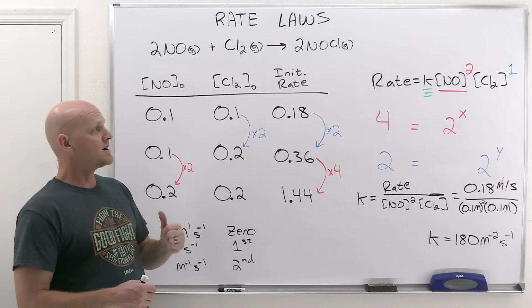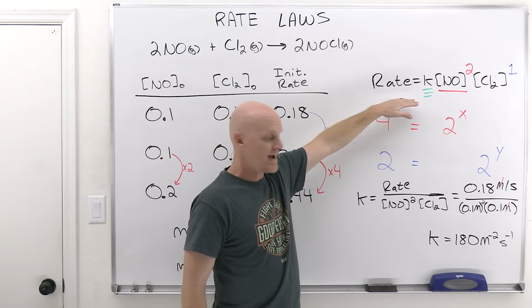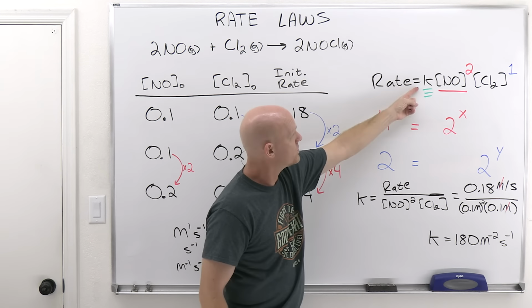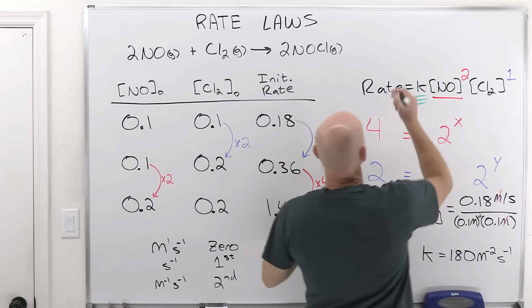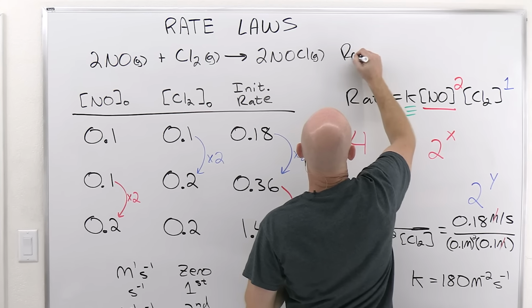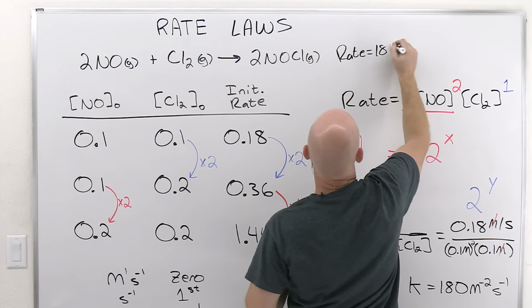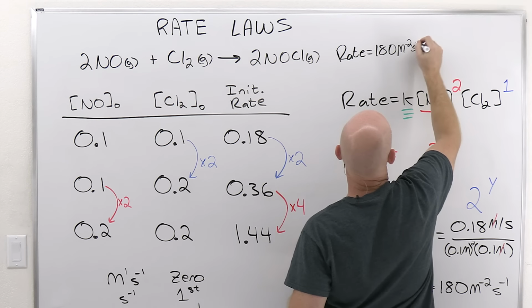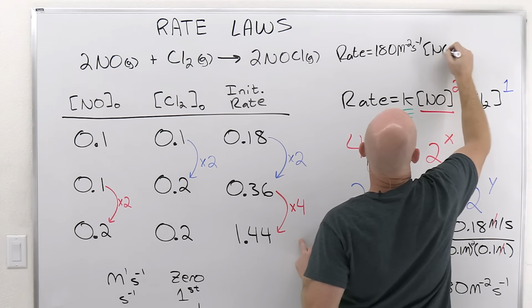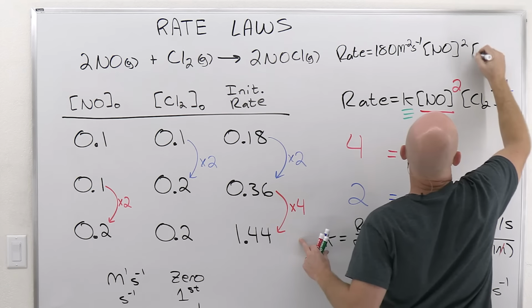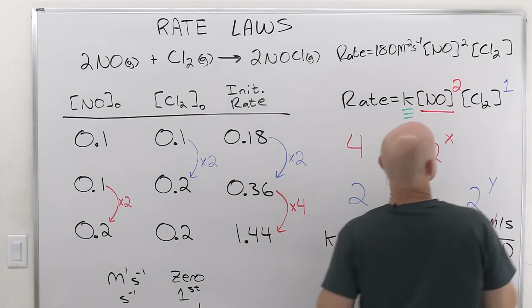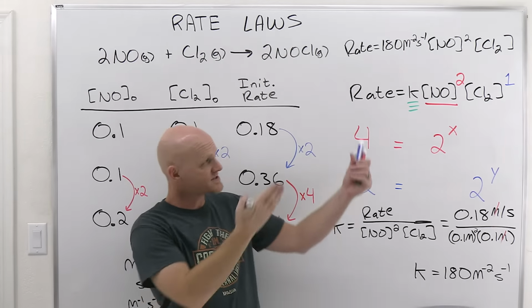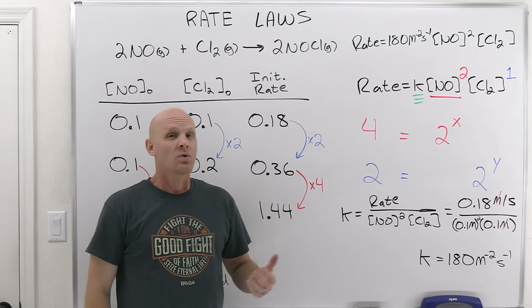Cool, so one last time here, we're going to write this overall rate law now knowing the value of the rate constant. So if we take a look here, we're going to get rate equals 180. We'll put the units on there as well. So molarity to the minus 2, seconds to the minus 1, times the concentration of NO squared, times the concentration of Cl2 to the 1 power, which is implied again. And that's our rate law.